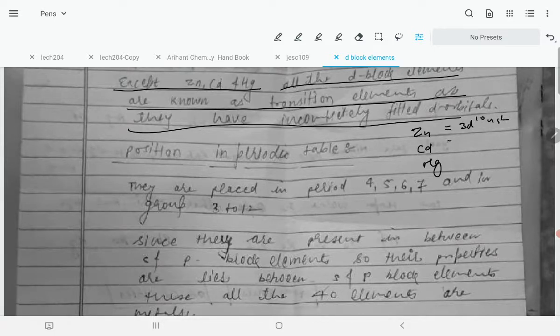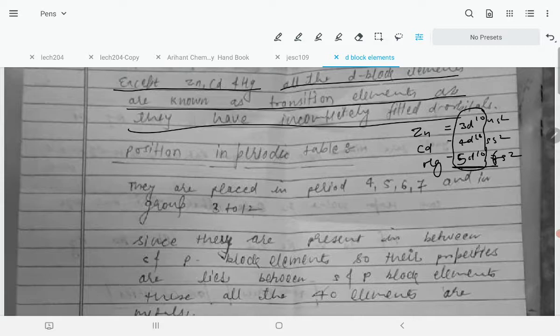4d10 5s2, 5d10 6s2, and 6d10 7s2 configurations. What you are going to observe here, students, is that the d10 configuration is there. That is a completely filled d orbital, so they are not considered transition metals.